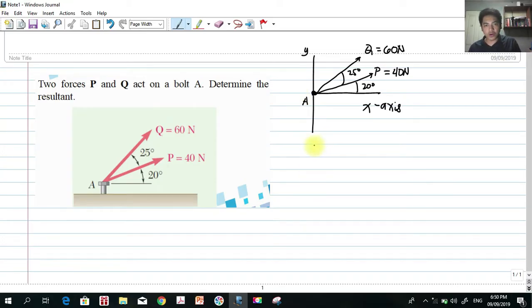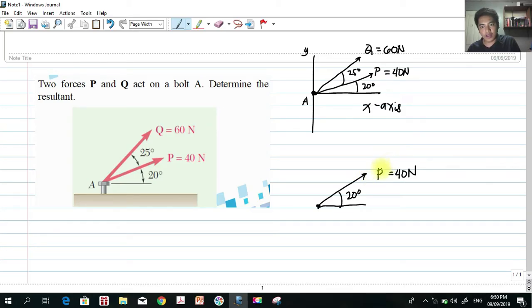Again, we can redraw this representation as this, because vectors can be moved freely as long as you are not changing their magnitude and direction. So, let's say this is your force P. This is your x-axis, so this would be 20 degrees. This is your force P, 40 newtons. Tip to tail, I'm going to move this vector to the tip of P.